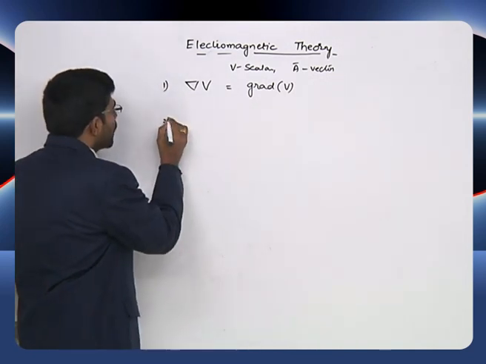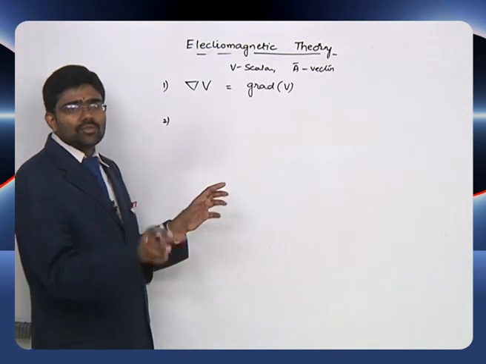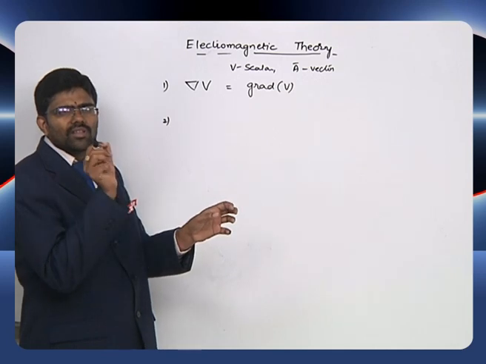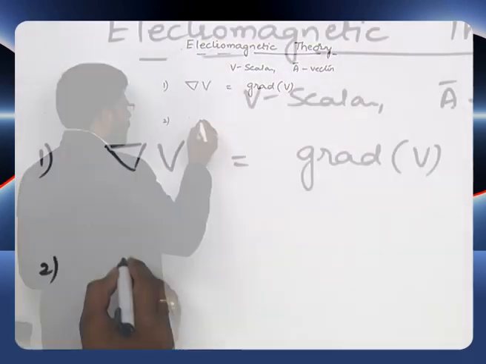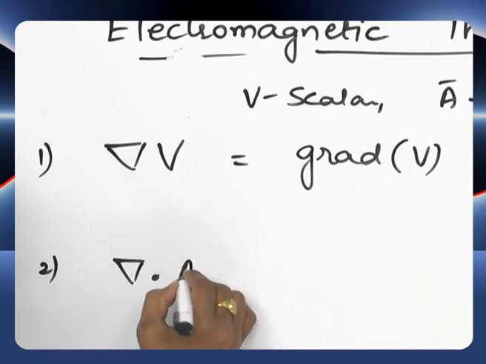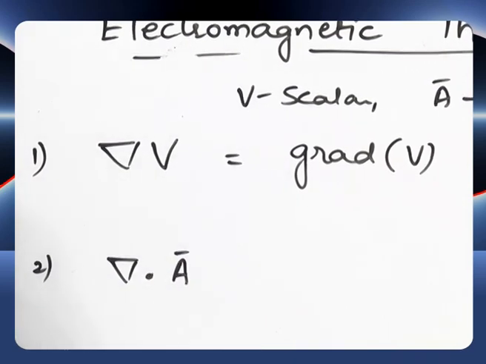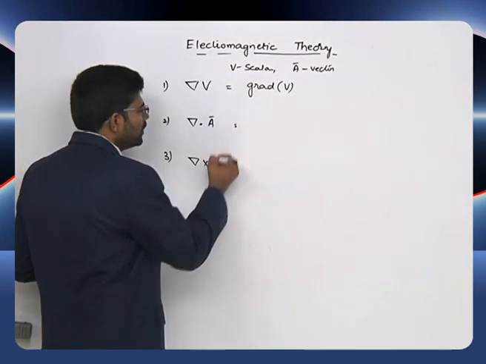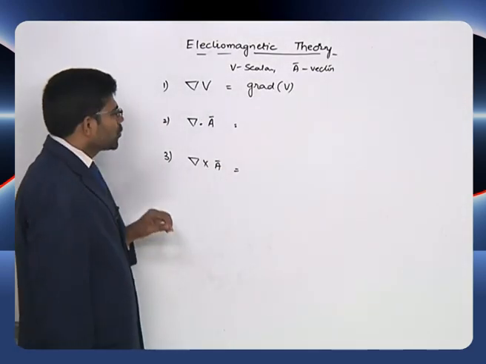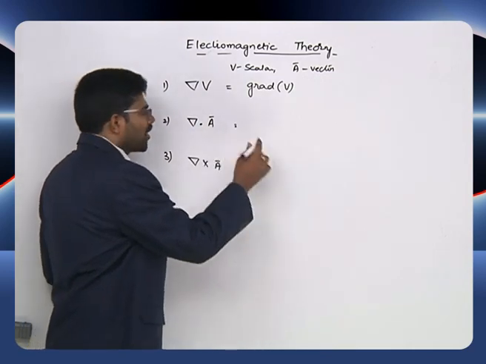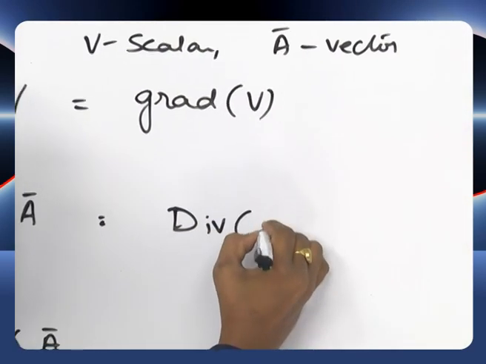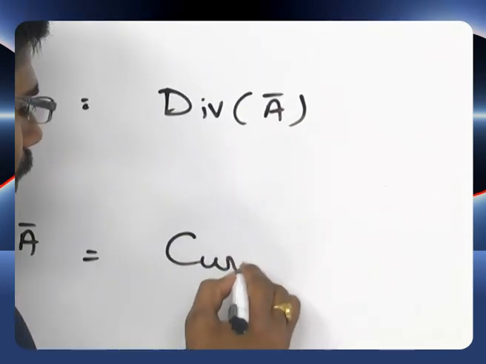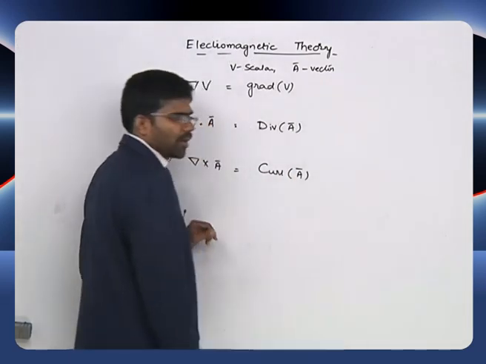If it is applied on a vector, as we said, there is no simple product between two vectors. If you are considering the operation between two vectors, that may be either dot product or cross product. So del dot A bar is one operation, and del cross A bar is the second operation. If the dot product is taken, it is called divergence, divergence of A bar. If the cross product is taken, it is curl of A bar.